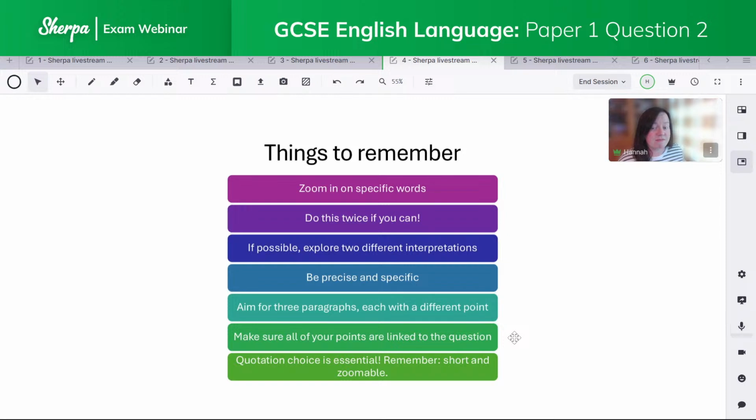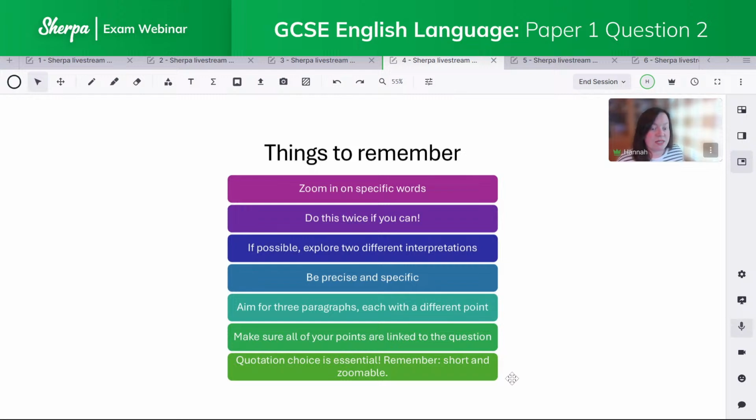This next one, make sure all of your points are linked to the question. I know it sounds obvious, answer the question, but exams are horrible. Our brain does all sorts of horrible, strange things sometimes. So just to help ourselves out, it's a good idea to check your work as you go through. Check your point. Am I talking about the garden or the dinosaur or the mountain at this point? Am I talking about the thing that the question has asked me to? If not, we need to change your point.